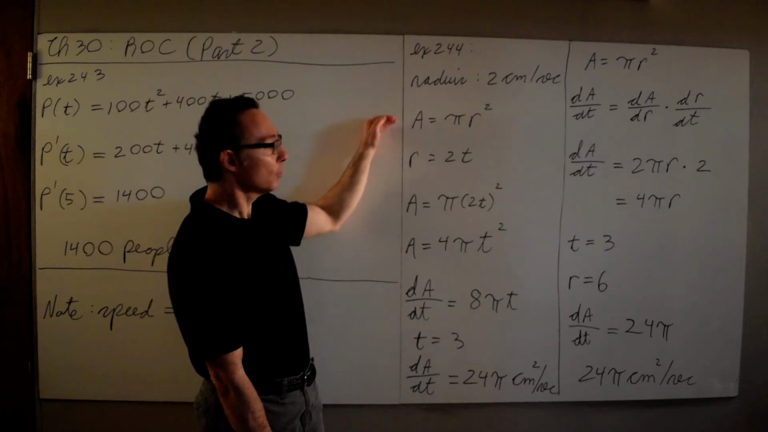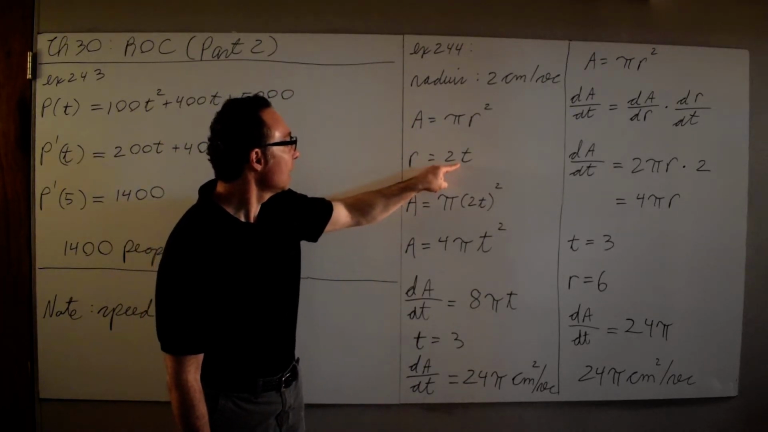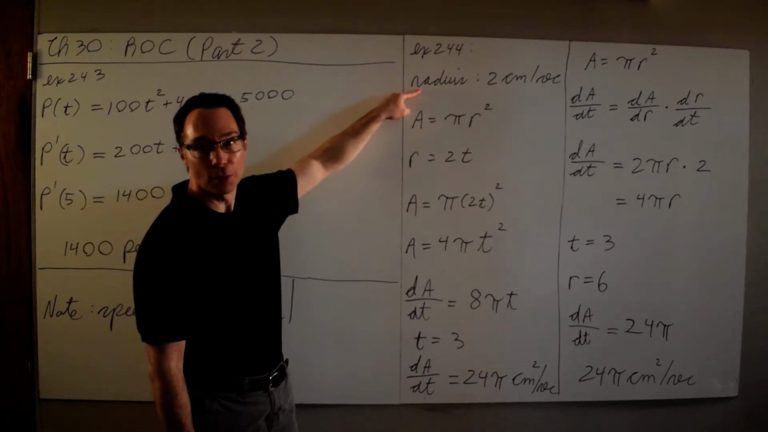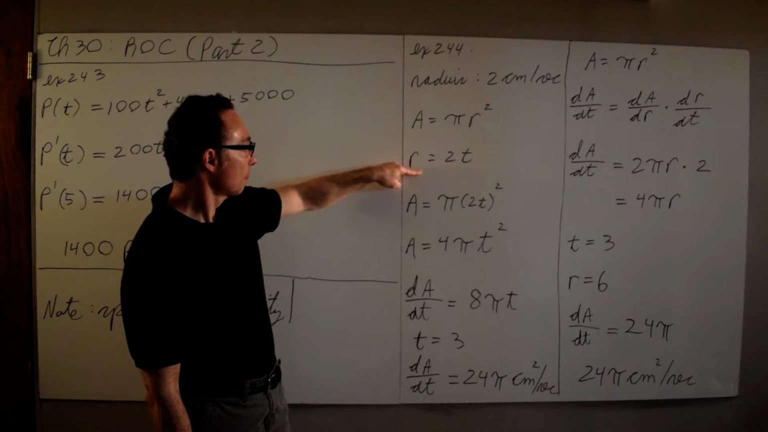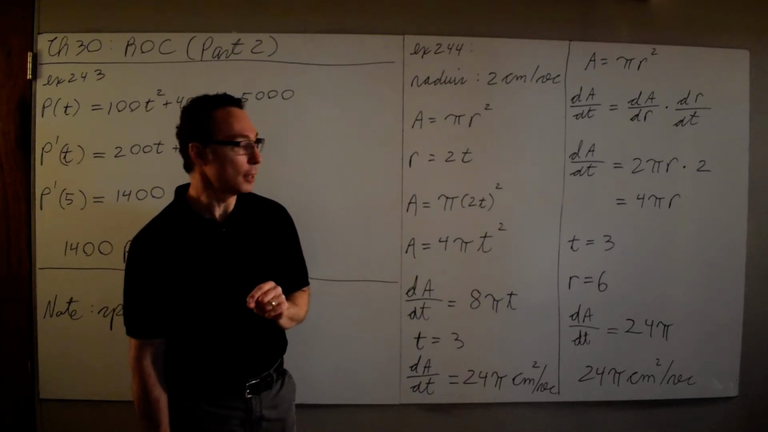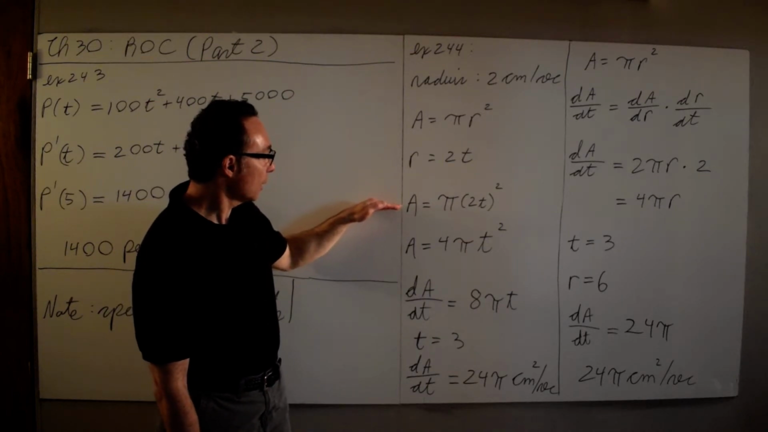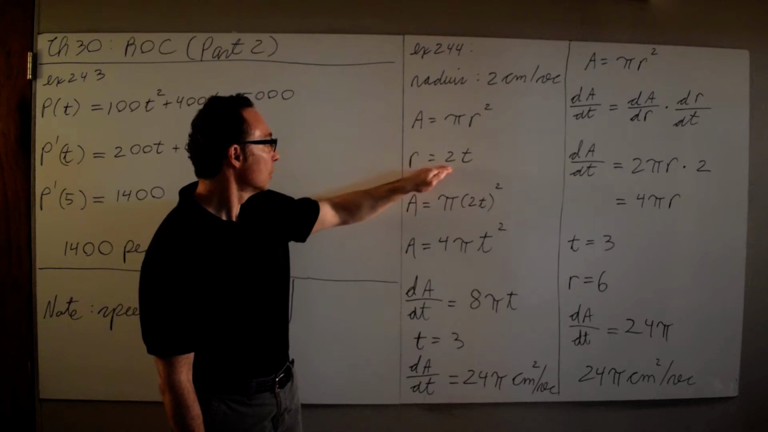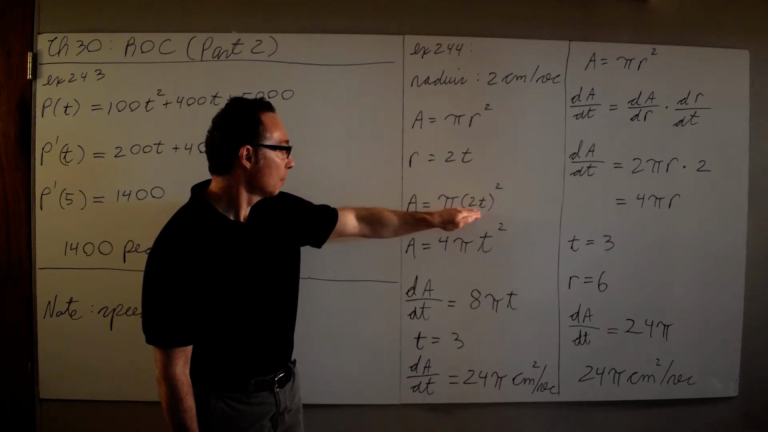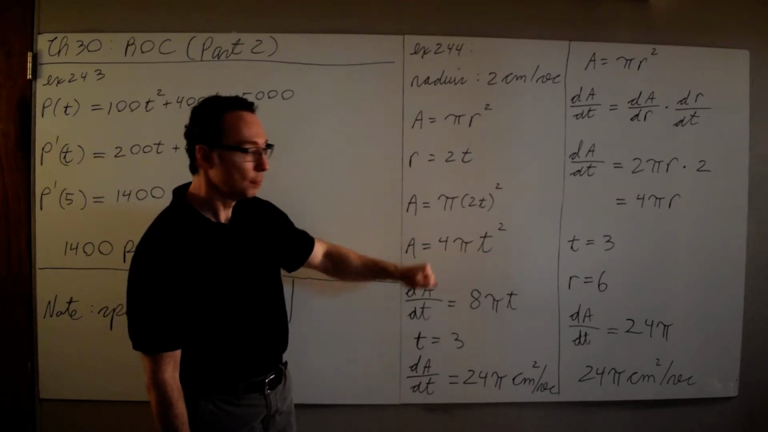We know that the area of a circle is pi r squared. And we know that r is 2t. Why? Because the radius is increasing at a rate of 2 centimeters per second. So r is 2t. So there are two solutions to this. The first one is we're going to write the area as a function of time. So we substitute 2t in for r, and so we have the area is 4 pi t squared.